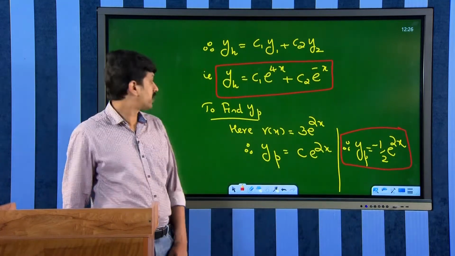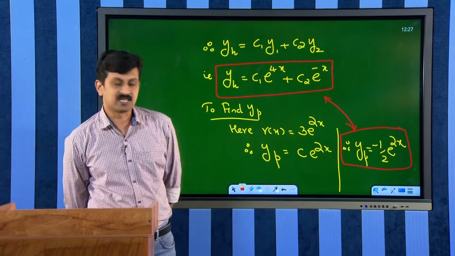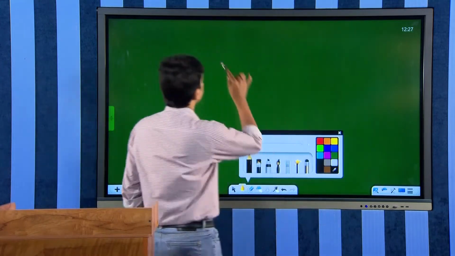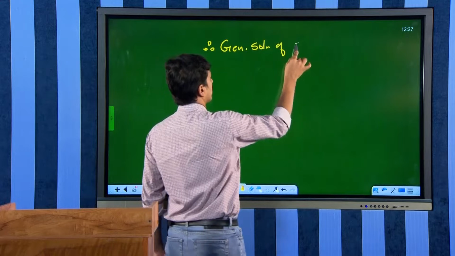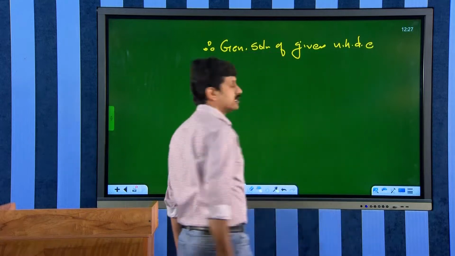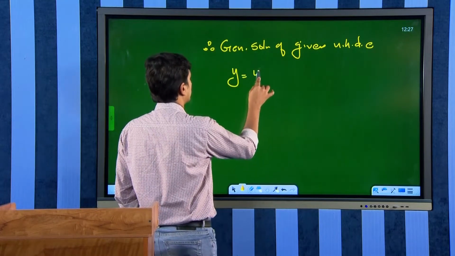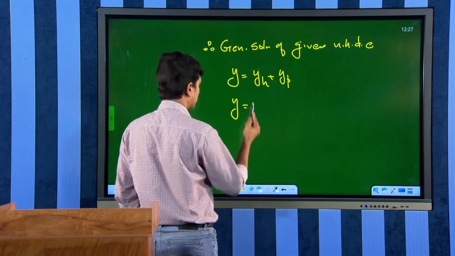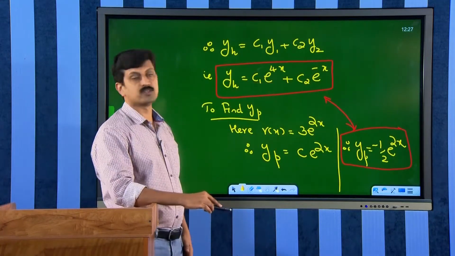Fine. We already found yh and now we found the value of yp. Therefore, the general solution of the given non-homogeneous differential equation is y is equal to yh plus yp. Therefore, y is equal to yh, which we already found, that is c1 e raised to 4x plus c2 e raised to minus x.